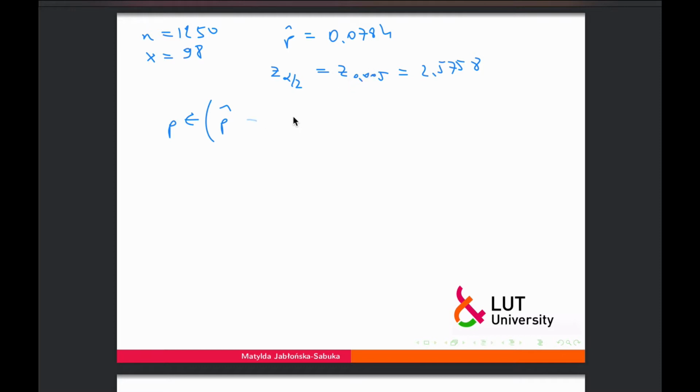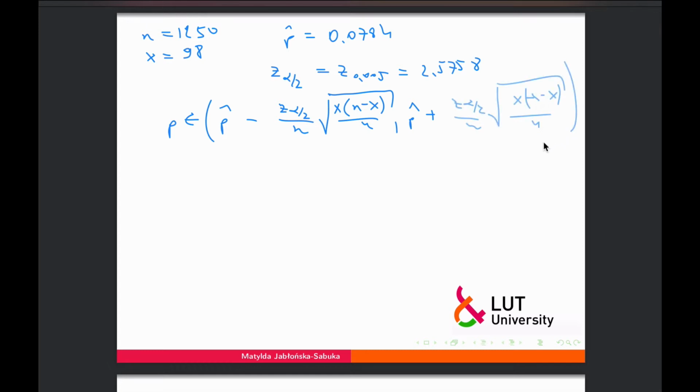So that means that the confidence interval will be our proportion, which we know is 0.0784, on the left hand side minus z alpha over 2 times the square root of x times n minus x divided by n. I will use the representation with x and n, so x, n minus x, and all divided by n. Then the right hand side is the proportion plus the same thing, z alpha over 2 times the square root of x times n minus x divided by n. So this is our interval.